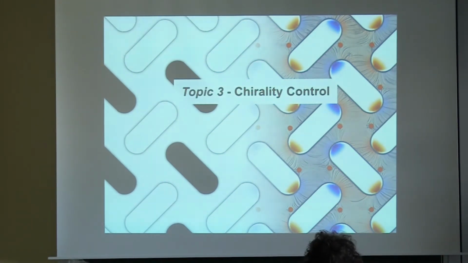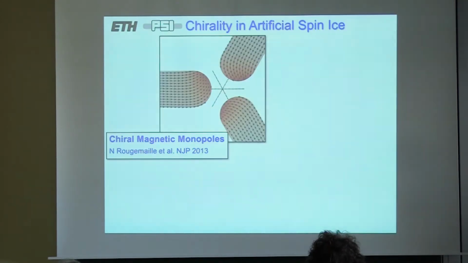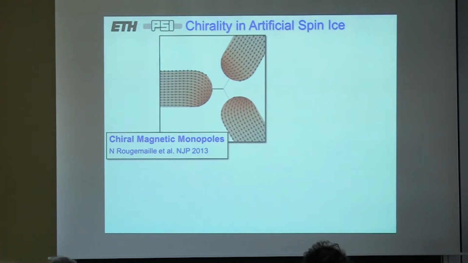I now turn to chirality control. And actually, chirality occurs in a lot of magnetic systems. Here are some examples in artificial spin ice. And this is from Nicolas Rougemont and his colleagues. It was a simulation showing that if you have 3 magnets meeting at a 3 nanomagnet vertex with all moments pointing inwards, then due to a minimization of the stray field interaction, you actually have a curling, and this curling has a chirality, in this case running clockwise. And it's doubly degenerate, so you can have a curling in the other direction.